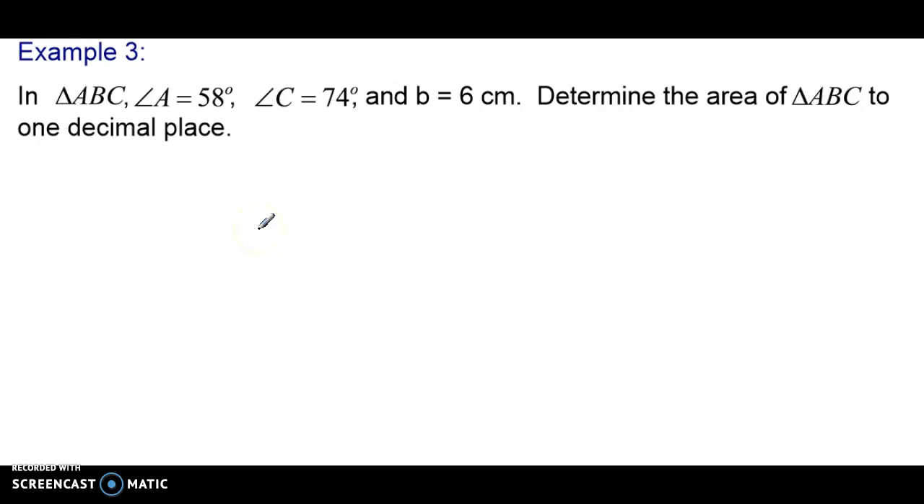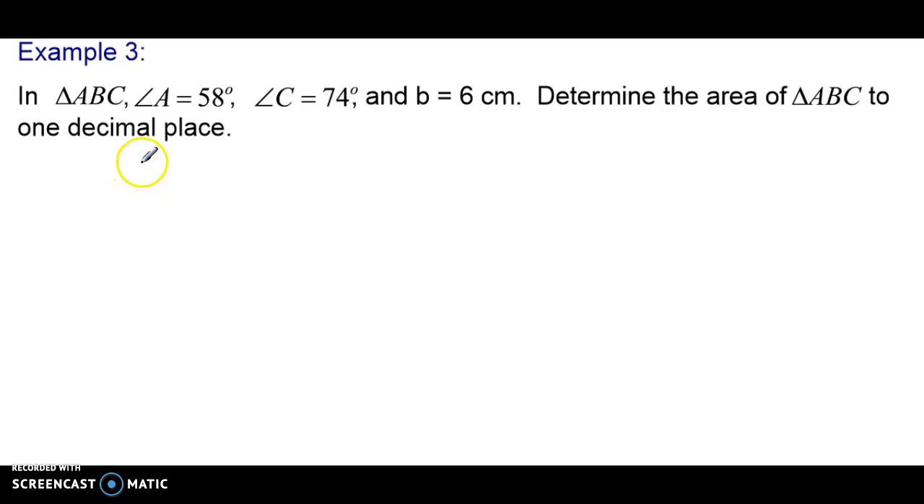This is example 3 of section 3.4. In triangle ABC, we are given angle A, angle C, and side B. Determine the area of triangle ABC to the 1 decimal place.